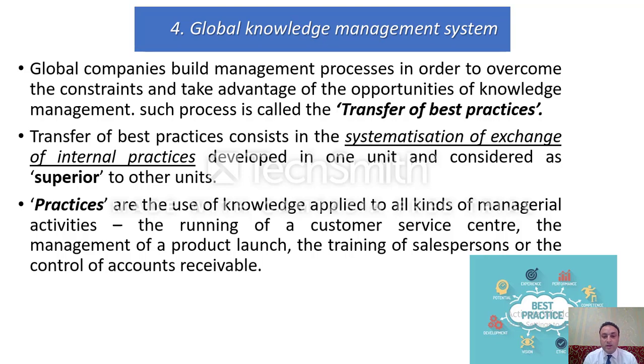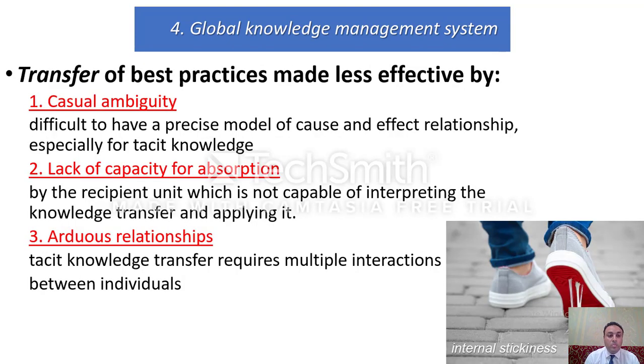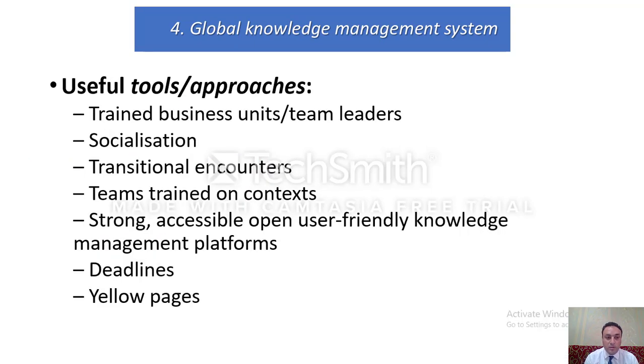Practices are the use of knowledge applied to all kinds of managerial activities: the running of a customer service center, the management of a product launch, the training of salespersons, or the control of accounts receivable. Transfer of best practice is made less effective by causal ambiguity, which is the difficulty of having a precise model of cause and effect relationships, especially for tacit knowledge. Second, the lack of absorptive capacity of the recipient unit, which is not capable of interpreting the knowledge transfer and applying it. And third, arduous relationships, as tacit knowledge transfer requires multiple interactions between different individuals.